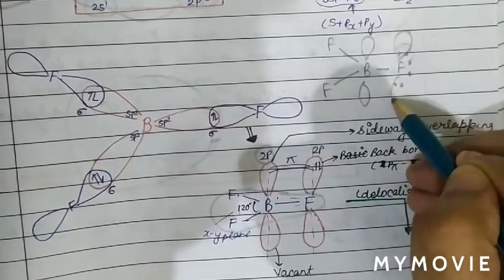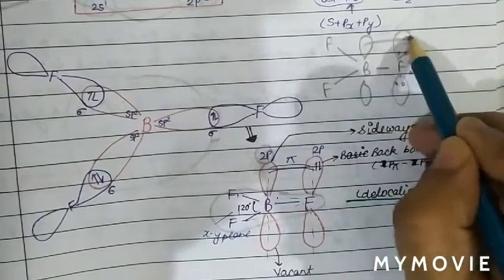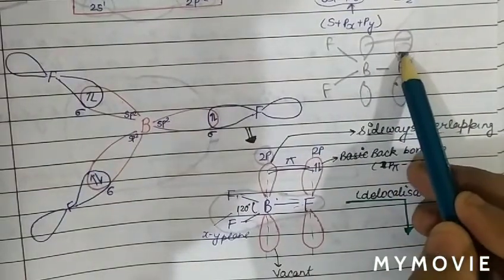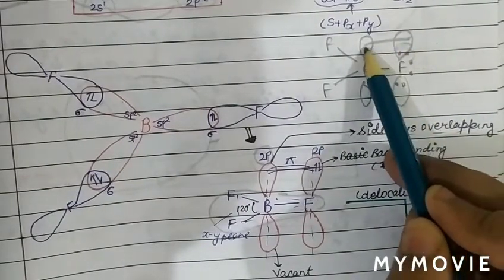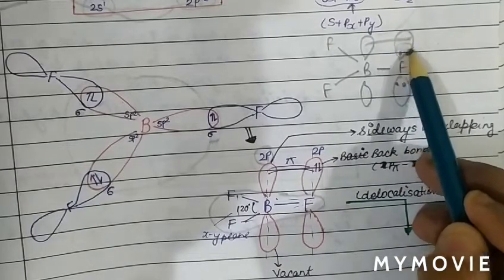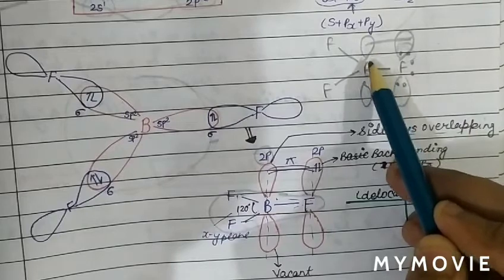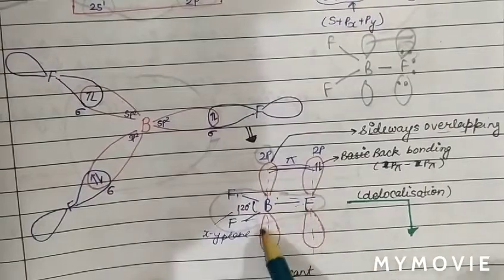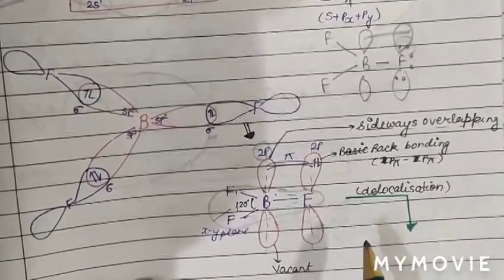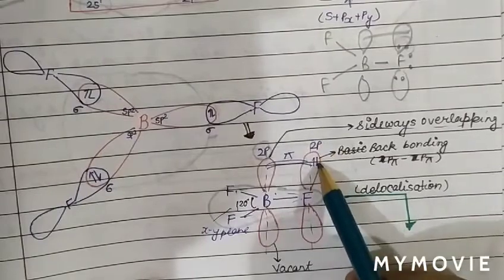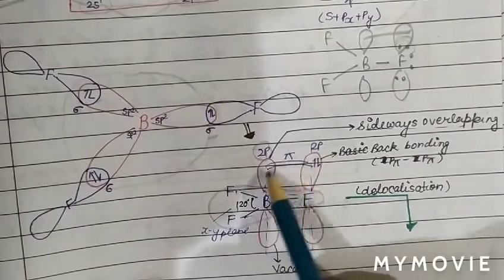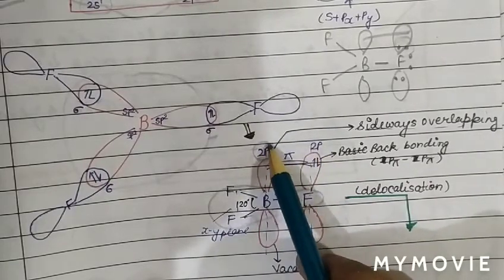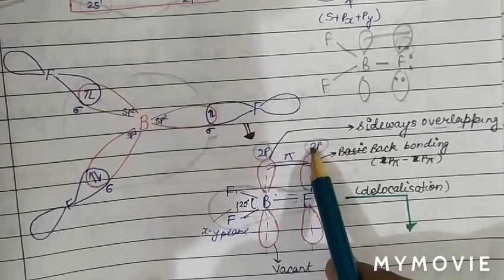Boron has one vacant orbital, and there is a lone pair of electrons in the orbital of fluorine. As we know, overlapping always occurs between parallel orbitals. So basically fluorine will donate its electron pair to the boron atom, because this orbital is filled with a lone pair of electrons, and the central atom boron has the vacant orbital. Since this orbital of boron is vacant and fluorine has a filled 2p orbital, there is sideway overlapping between 2p and 2p. We know the overlapping is effective when the energy of the orbitals is the same and the size is also the same.